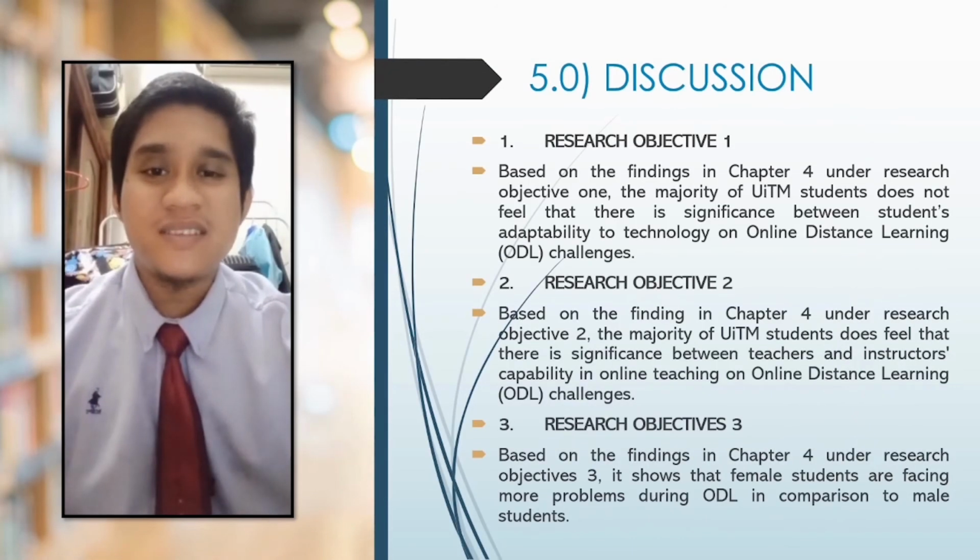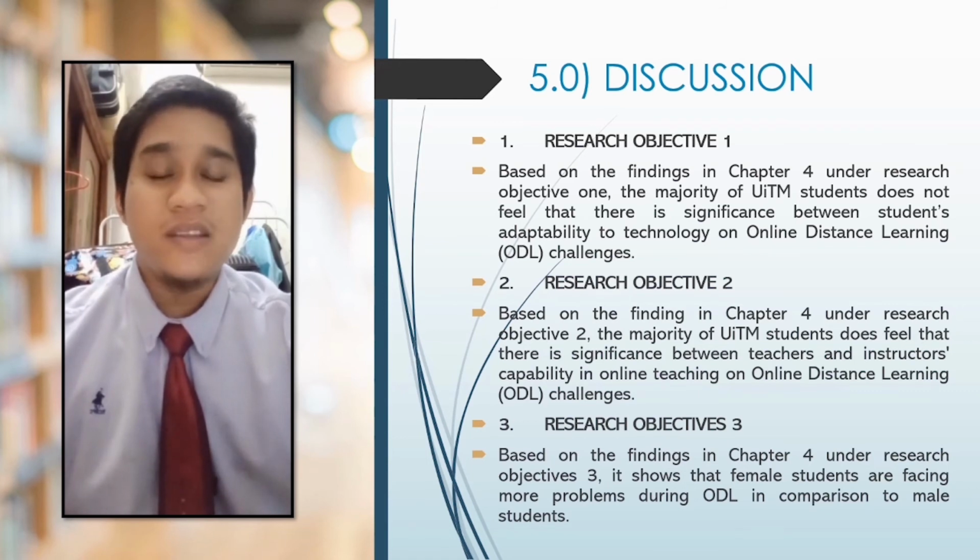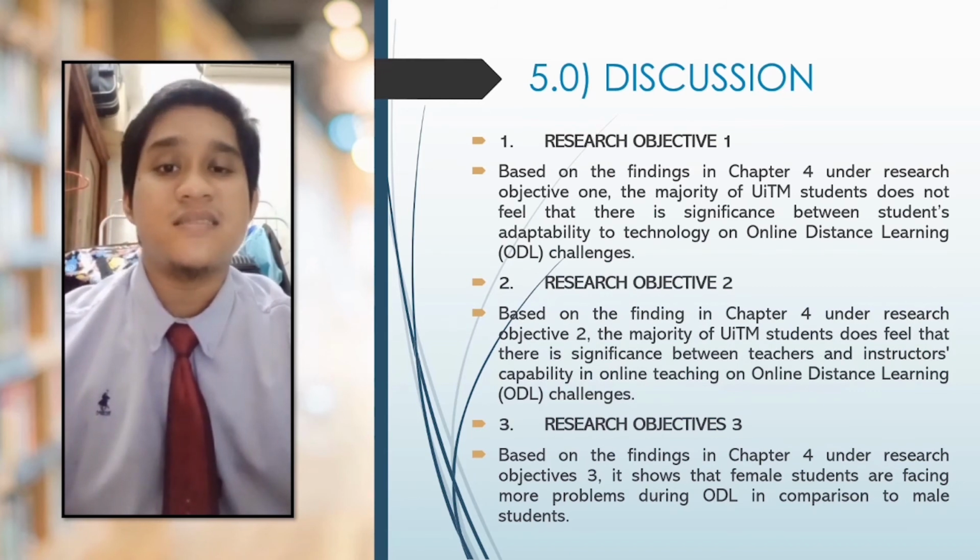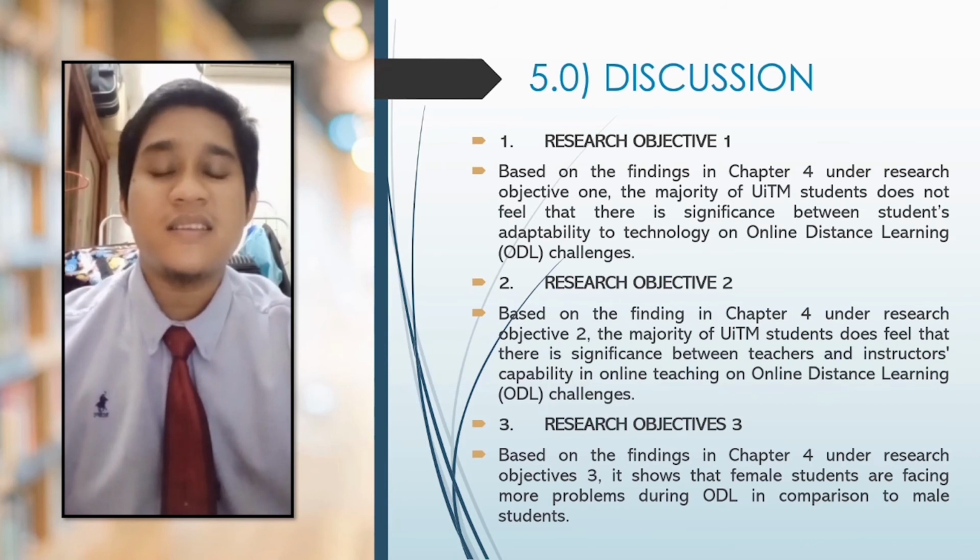Next, Chapter 5 discussion. Discussion are made based on finding from Chapter 4. On research objective 1, majority of UiTM students does not feel that there is a significance between student adaptability to technology on ODL challenges. On research objective 2, majority of UiTM students does feel that there is a significance between instructor and teacher capabilities in online teaching on ODL challenges. And in research objective 3, based on the finding, it showed that female students are suffering more problem during ODL than male students. 5.1 recommendation.